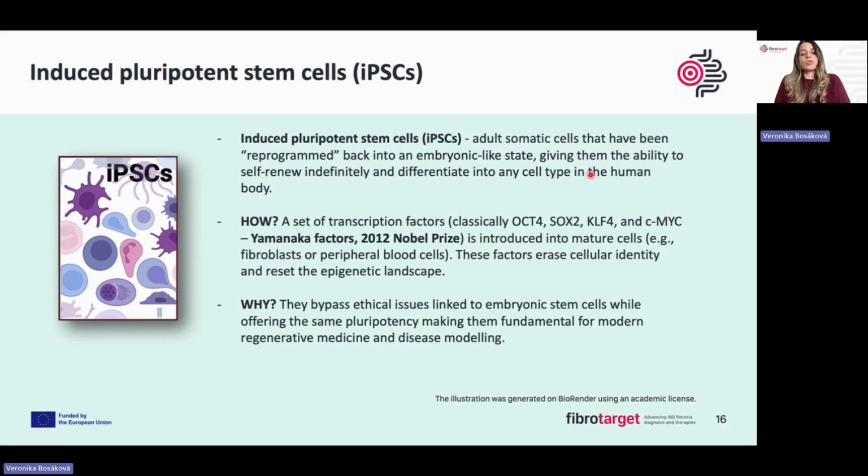Why would we use induced pluripotent stem cells instead of embryonic stem cells? It bypasses the ethical issues, and also the source of the cells is much easier to obtain, as we can use fibroblasts or peripheral blood cells.